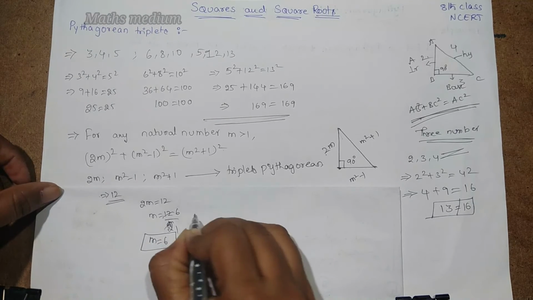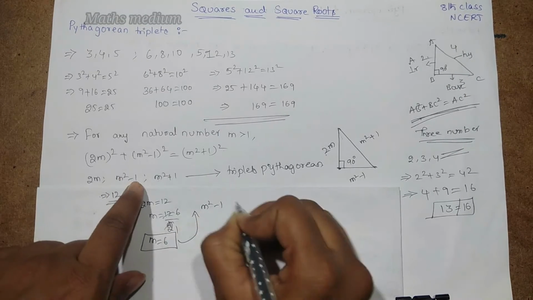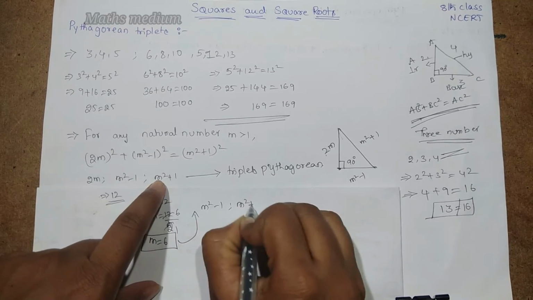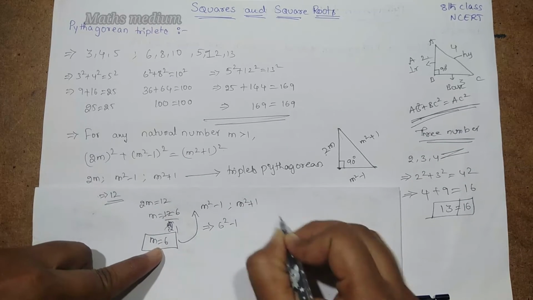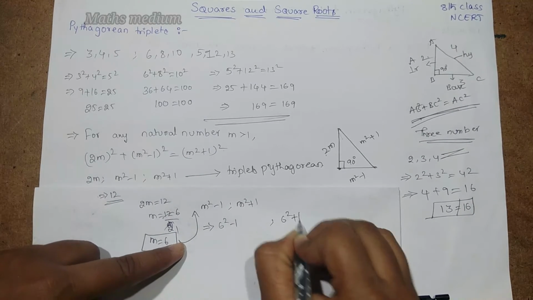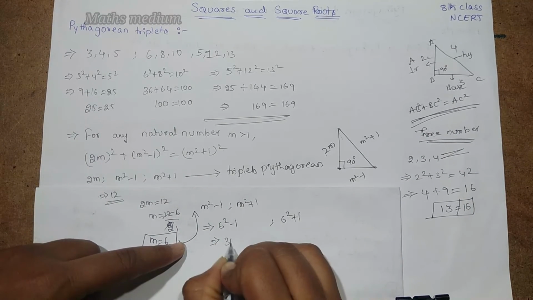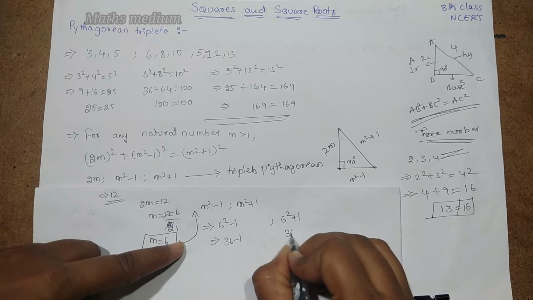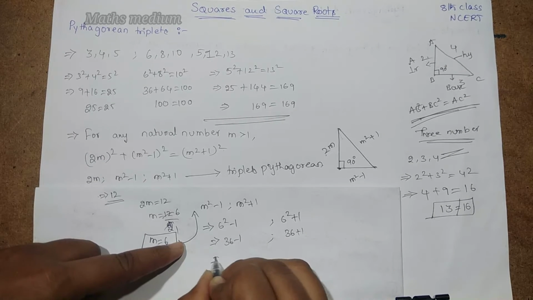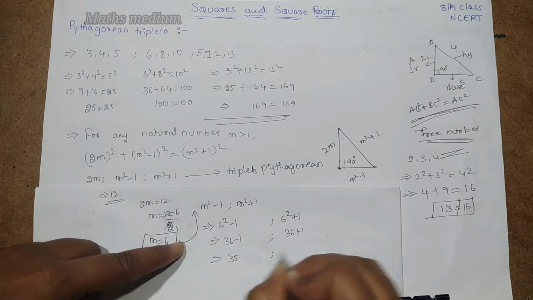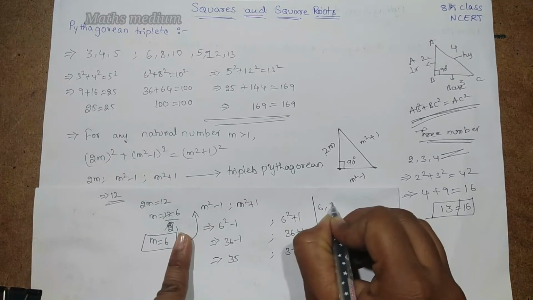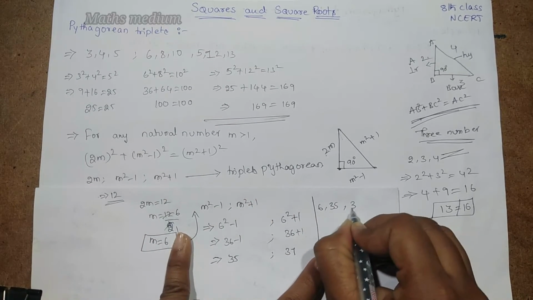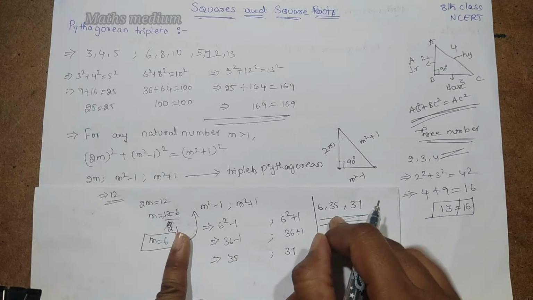Now apply this m into m square minus 1 as well as m square plus 1. Now m square minus 1 is 6 square minus 1, and here 6 square plus 1. 6 square means 36 minus 1, and 6 square 36 plus 1. Here 35 and this is 37. Now in this case 12, 35 and 37 are the Pythagorean triplets.